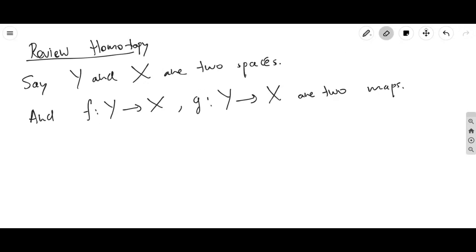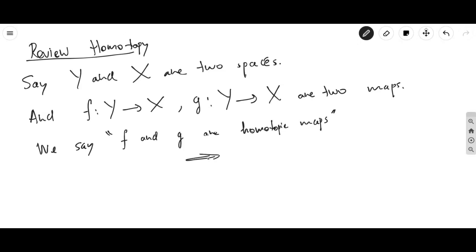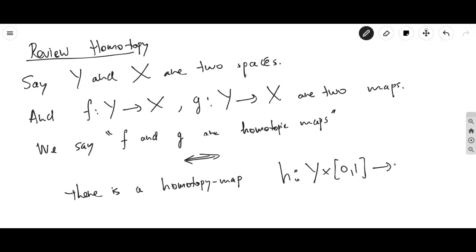So we have two continuous maps. So we say f and g are homotopic maps if and only if there is a homotopy map, let's call it H, that takes Y cross [0, 1] into X, so that if you do H evaluated at, so as we remarked, you're taking the Cartesian product of Y with this interval.